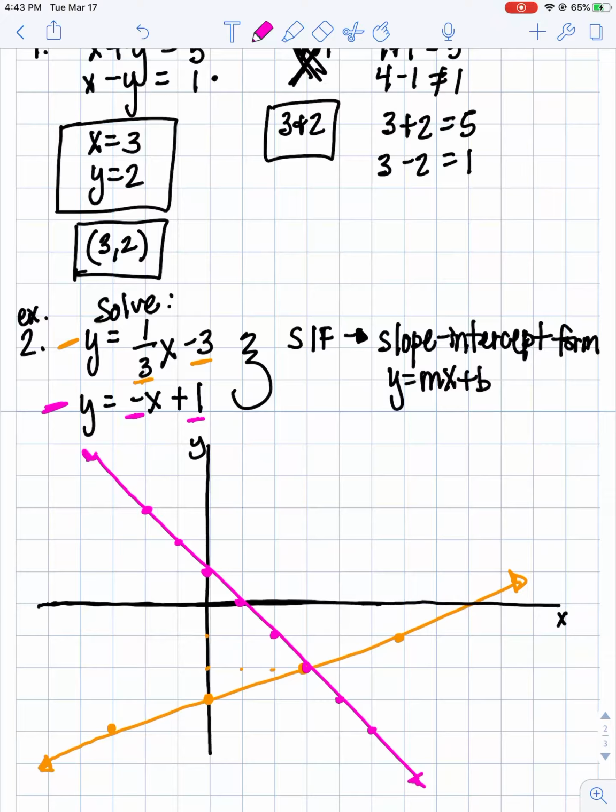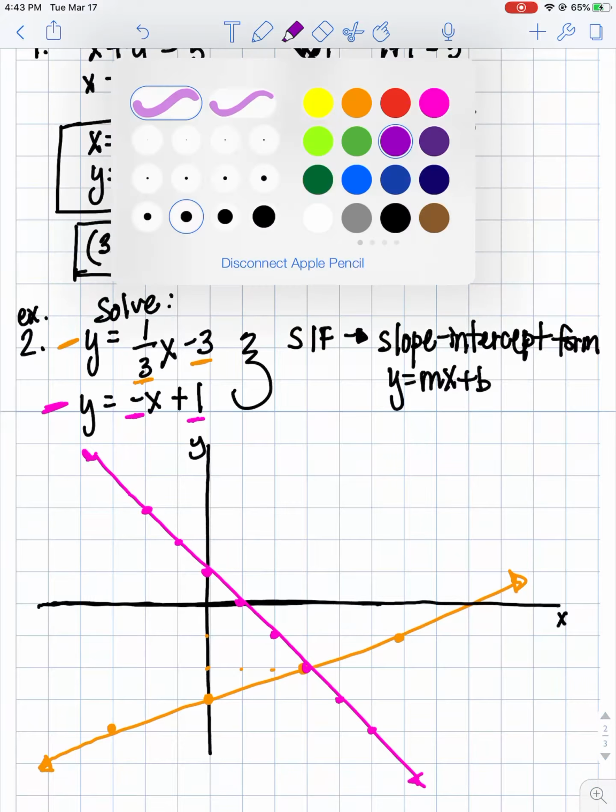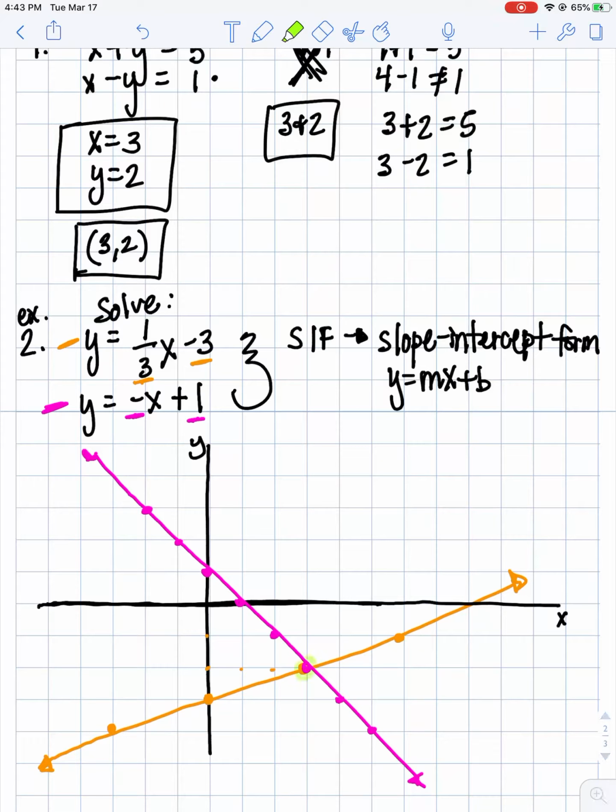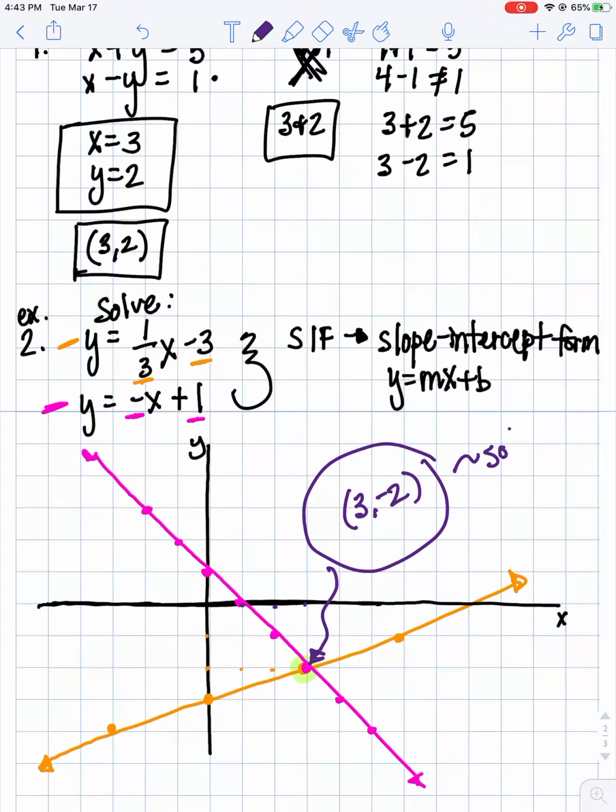Okay. And I hope you see that these two lines intersect. They intersect at this magical point right here. Here's the point of intersection. And that point, gang, if I take a look at it, is 1, 2, 3, negative 2. So that ordered pair is (3, -2). The two lines meet at (3, -2), which means the solution is (3, -2).